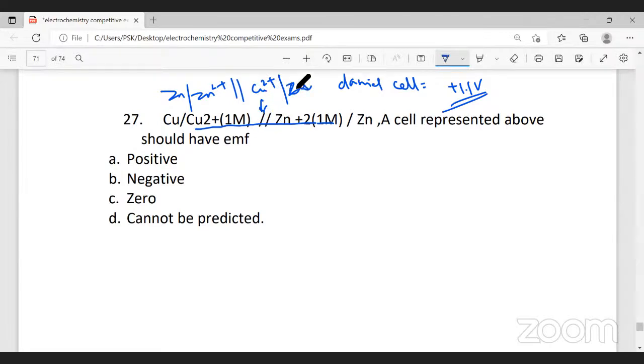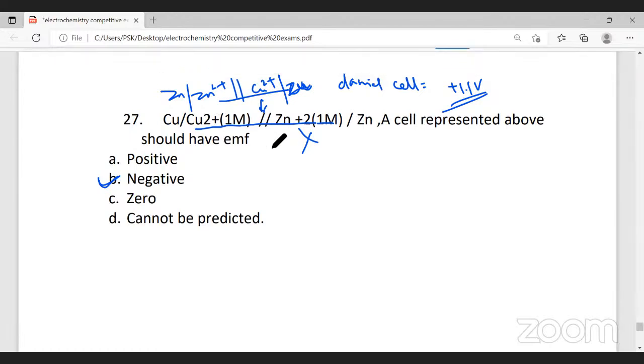Yes, sir. So when the Daniel cell is reversed, what happens? The cell potential also has to be reversed. So it should be negative. But this is not going to happen. This reaction will not take place because copper should be cathode and zinc should be anode. But as per the question, what is the expected potential they're asking? It should be negative, because for the Daniel cell the potential is positive. For the reverse reaction, the expected potential is negative. All right. So they're asking what it should have. What should be the value they're asking?